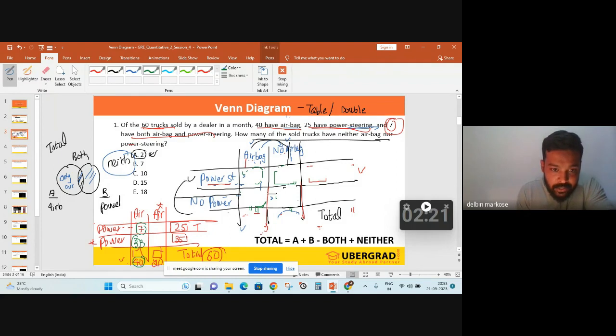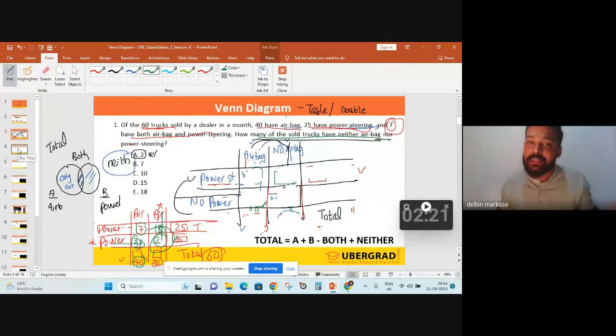Yes. Same thing. You can say 33 plus some value, you have to get 35. This will be 2. Same thought process. Some value plus 2, 20, you have to get 18. The question was, how many of the sold trucks have neither airbag nor power steering? That's 2. Good. Perfect.